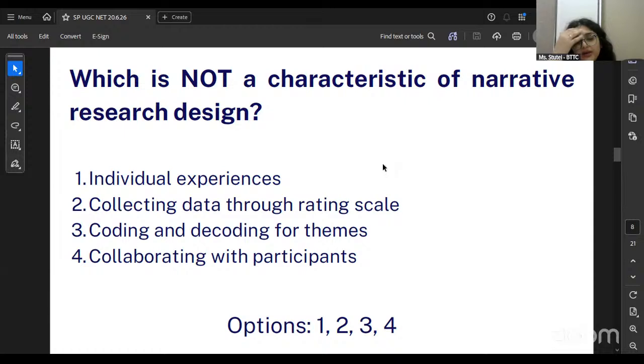So then I realized that collecting data through rating scale happens only when you're using a quantitative research approach, right? So then I thought that option number two is the option which is not a characteristic of narrative research. So, in short, when I read questions, I ask myself many questions, and when I ask such questions, I automatically narrow it down, and most of the time I get my answer.